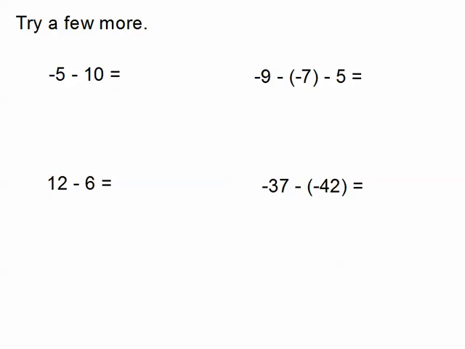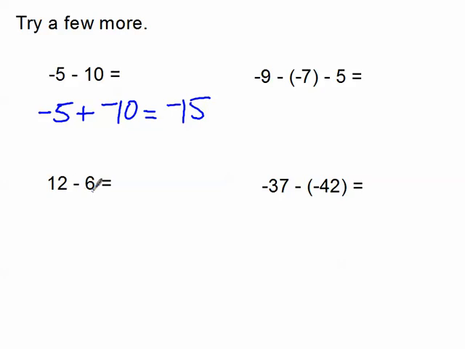Okay, let's see how you did. In this first one, we have negative 5 minus 10. So what we need to do to follow this rule is we're going to take the first number, we're going to leave it alone. Leave it a negative 5. We're going to take our subtraction sign, change it to plus, and the next number we're going to turn it to its opposite. Right now it's a positive 10, so we want it to be a negative 10. Now we go back to our add rules. Our signs are alike, so we add them, and we end up with negative 15.